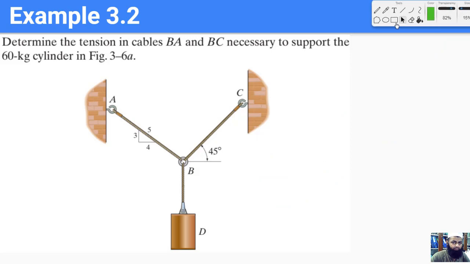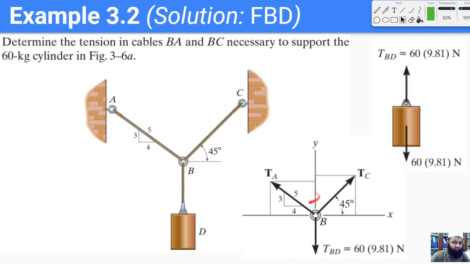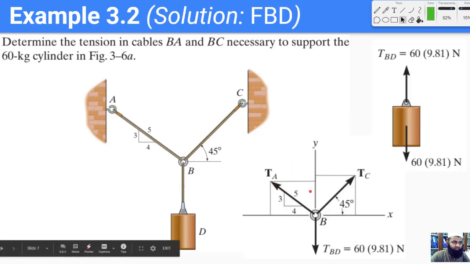Okay, so now I think all the steps should have been very clear. First of all, we draw the free body diagram, then we choose an axis, and once we have done both of those things, then we apply the equations of equilibrium. Okay, so here are the two free body diagrams.